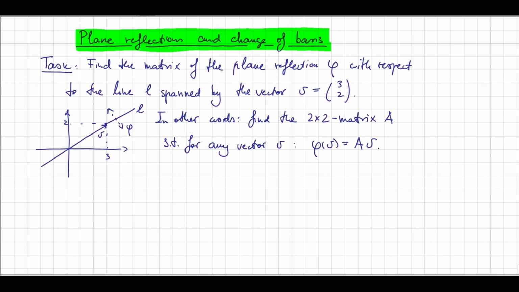And we start by the following important observation. We do know what this reflection does to some specific vectors. For example, if we take vector v itself, 3, 2, then the reflection will preserve this vector. It will map 3, 2 to 3, 2. The other vector for which we can easily see what the reflection does is the vector orthogonal to this vector. So any vector orthogonal to this vector.